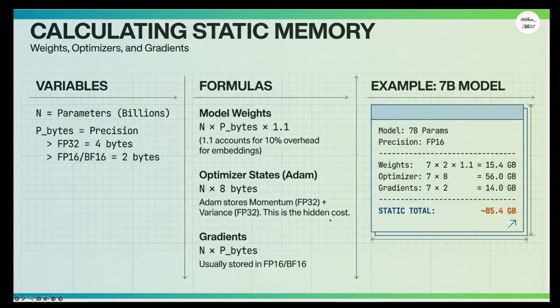And then the gradient. If you are using FP16, your gradient can take 14 gigabytes of memory. So in total 85.4. So for just one model, which is around 16, you have an extra, I would say, around 70 GB just for things like optimizer and gradient.